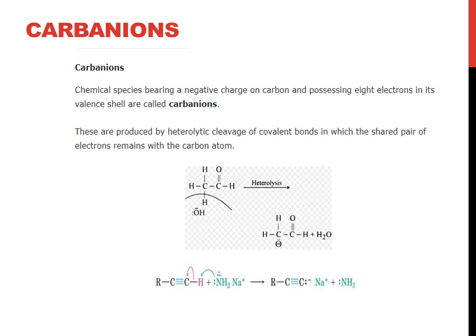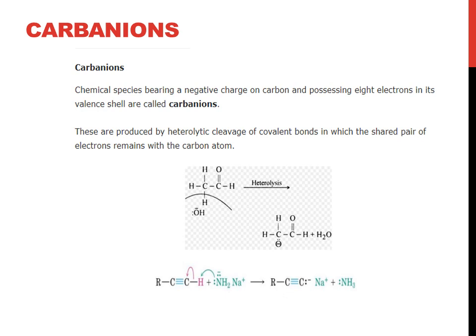Take the example CH3CHO. Now there is an attack of OH negative. This undergoes heterolysis. Heterolysis means unequal distribution of electrons. So OH negative takes H positive and it becomes H2O, as shown on the screen. H2O is released and it will be CH2 negative, CHO. Carbon is negatively charged.